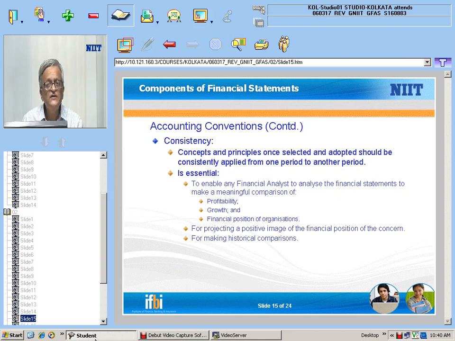So concepts and principles, once selected and adopted, should be consistently applied. Consistently means unchanging from one accounting period to the next. Why? Because the financial analysts will be able to make a meaningful comparison of the profitability, growth and financial position. What was the position last year and what is the position this year? You can make a comparison, provided the accounting is consistent, consistency in accounting.